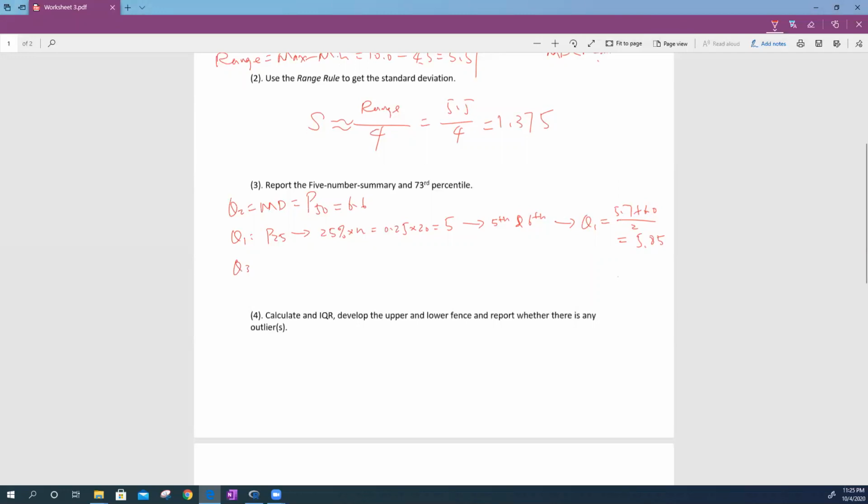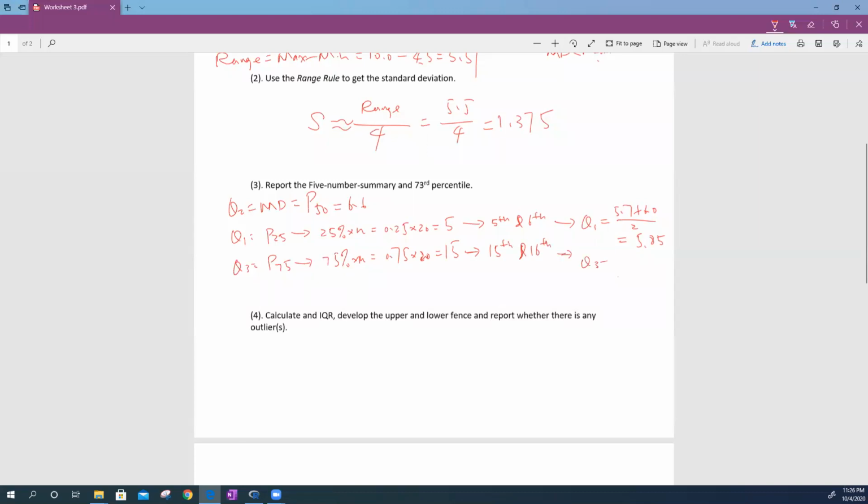And then for Q3, that's P75, the 75th percentile. So that's 75% times n to get the location. So 0.75 times 20. So that's 15. Integer again, so we have to look at the next one, the 15th and the 16th.